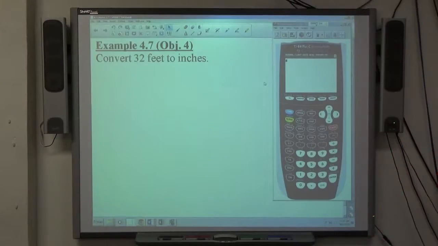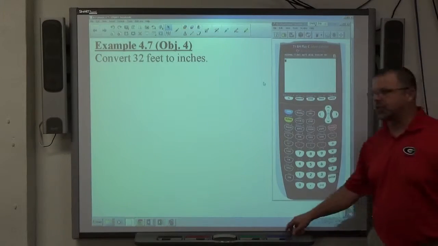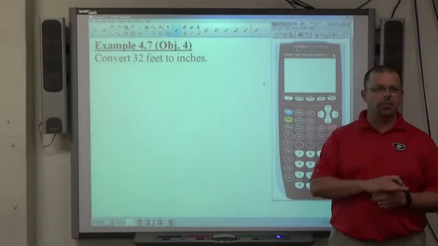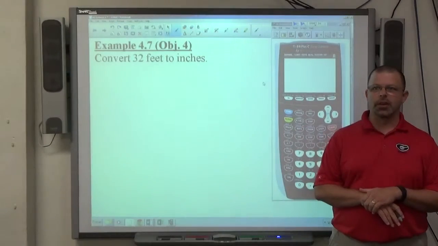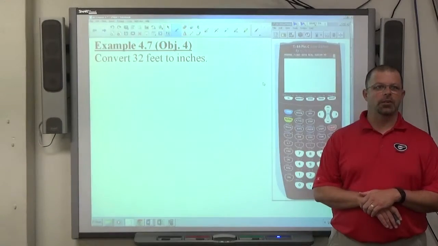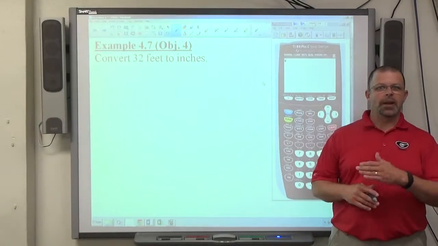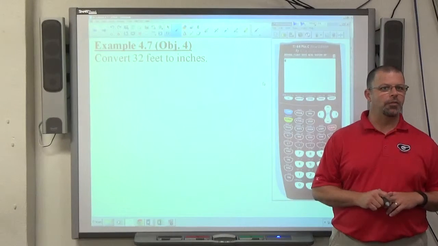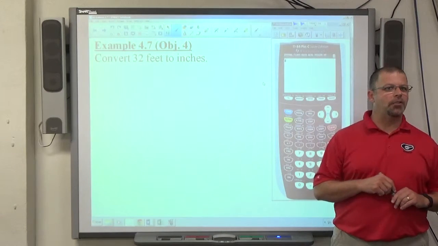All right, example 7, convert 32 feet to inches. Now, here's what I want you guys to do. The table of equivalent measures on page 21 of your book is there, and you may already know some of these things, which is fine. Okay? But anytime you have to open your book back to page 21 to find one of these tables of equivalent measures, I want you to write down that measure on your paper.